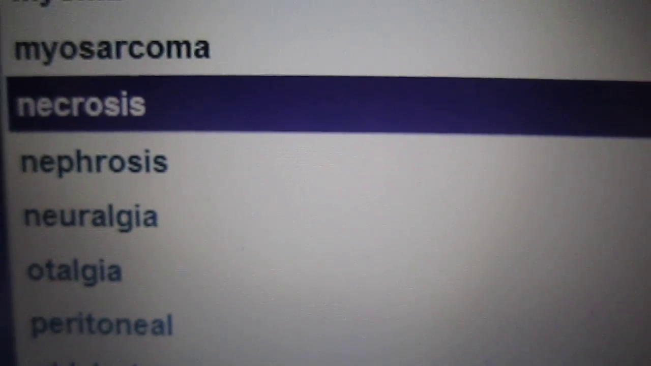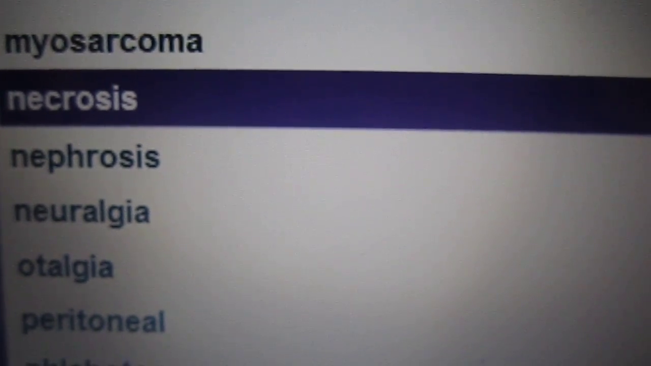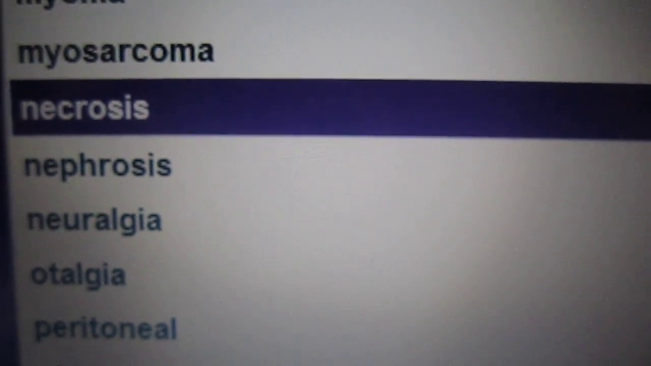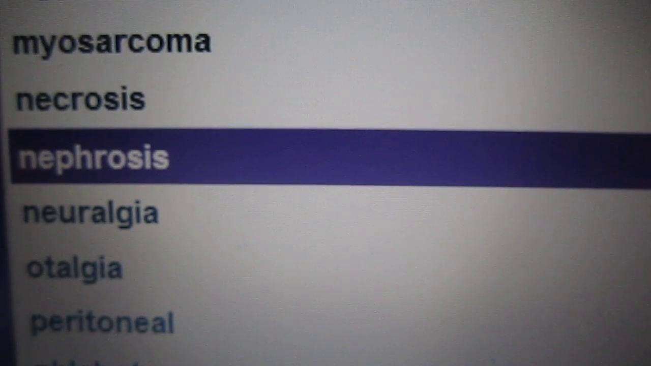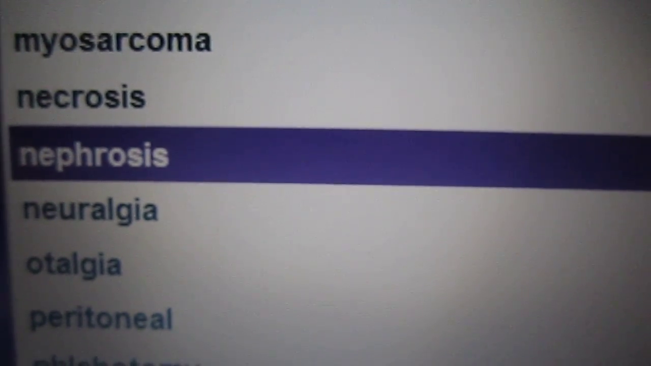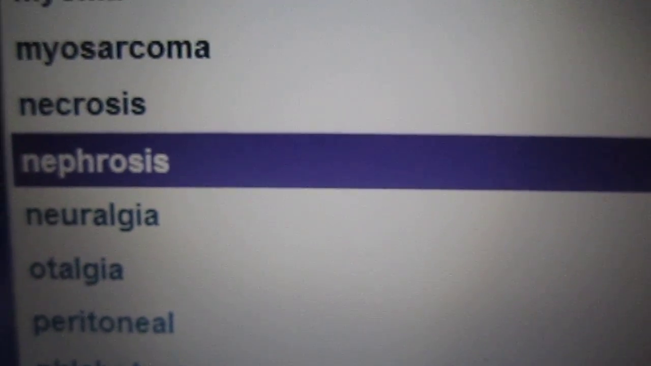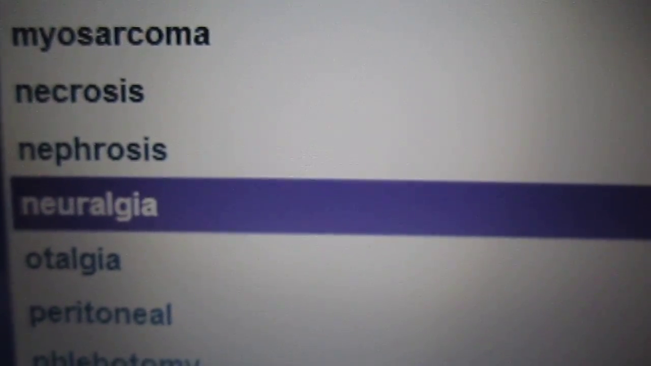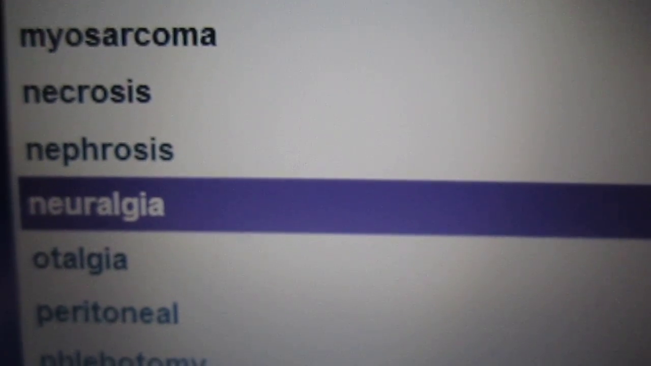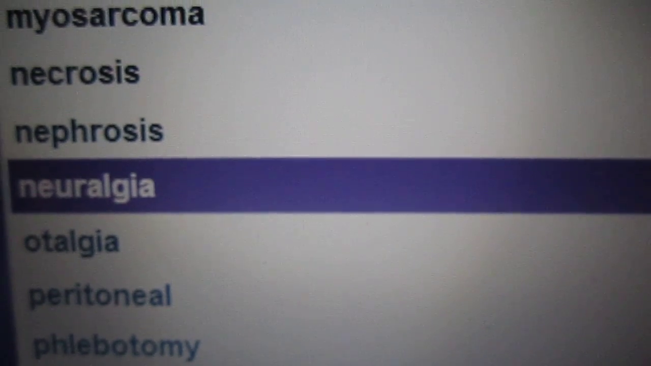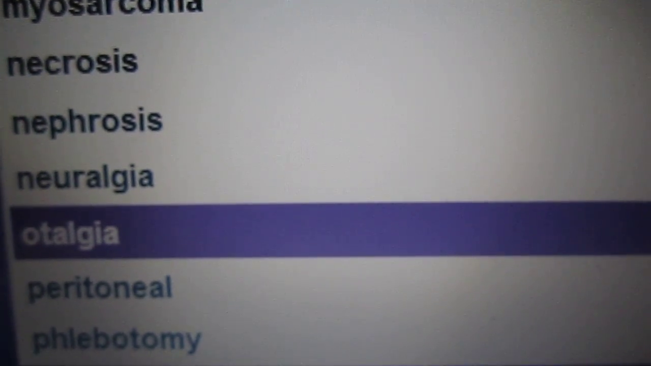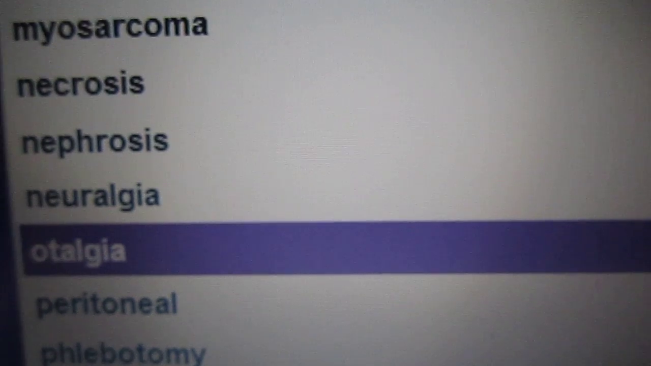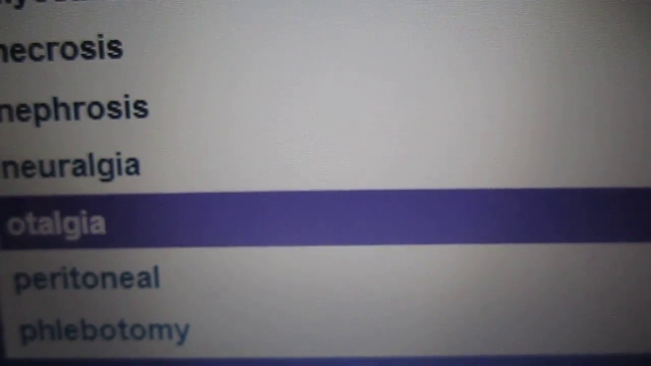Necrosis. Necrosis is death of cells in the body. Nephrosis. Nephrosis is an abnormal condition of the kidney. Neuralgia. Neuralgia is nerve pain. Otalgia. The combining form oto means ear. Otalgia is pain in the ear.